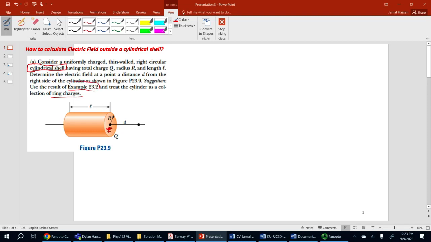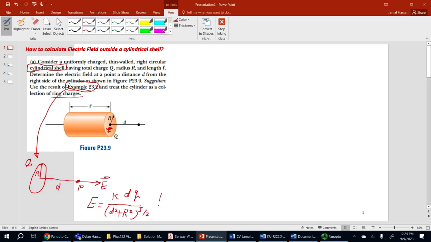So first, the question asks us to refer to a previous example, which is something that we have worked on. It's calculating the electric field at this point P, which is a distance d from this ring. This ring has a charge Q and radius R. We have done this example before, and it turns out that if we assume the ring is positive, the electric field will be to the right, and the expression is E equals K multiplied by d, the distance between the point and the ring, and the charge of the ring Q, divided by (d squared plus r squared) to the power of 3/2.